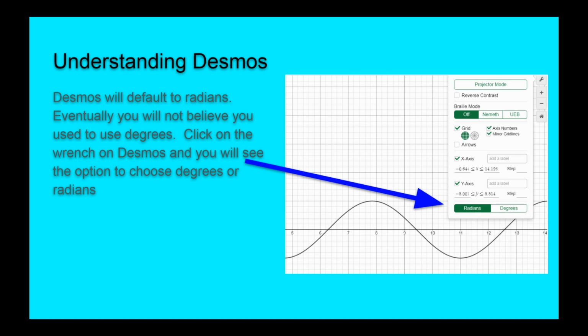On Desmos, if you click the wrench, you will see the choice between radians and degrees. And these programs will almost always show up in radian mode. If your calculator is doing really weird things with trig that you don't understand, like you put in sine 90 and instead of getting a nice 1, you get some weird fraction, your calculator was in radian mode.